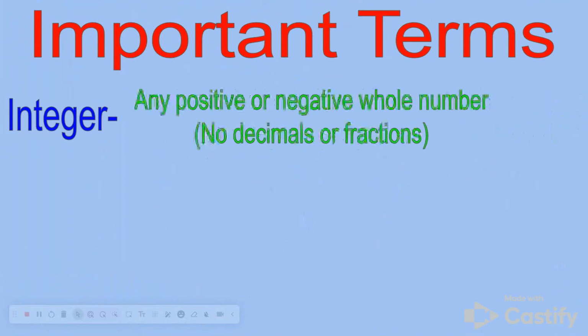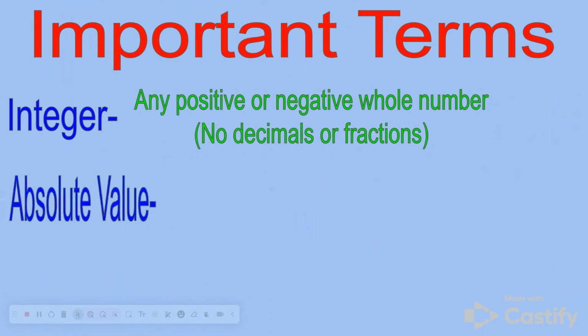Okay, some important terms we need to know before we start talking about how to multiply and divide integers. Most important is what an integer is. If we're going to be multiplying and dividing them, we should probably know what we're talking about. The definition of an integer is just any positive or negative whole number. So there are no fractions and no decimals, but there are positives and negatives of whole numbers. That's what we're going to be multiplying and dividing today.